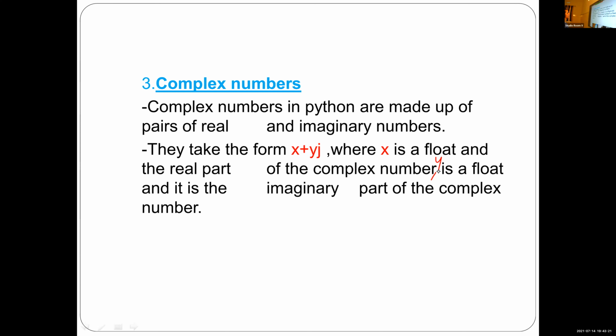Complex numbers in Python are made up of pairs of real and imaginary numbers. They take the form x plus yj, where x is a float and the real part of the complex number, and y is a float and it is the imaginary part of the complex number. It is not a common data type in Python. We are using the common data types, that is integer and floating point.